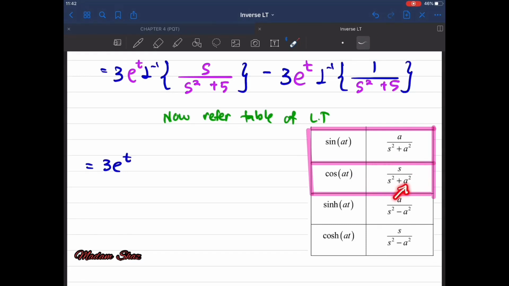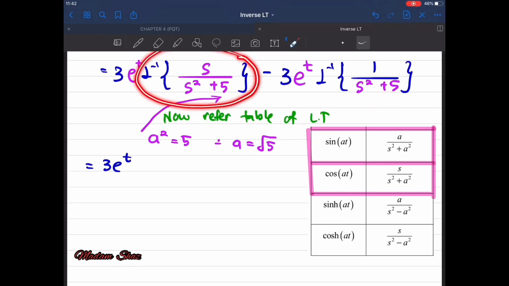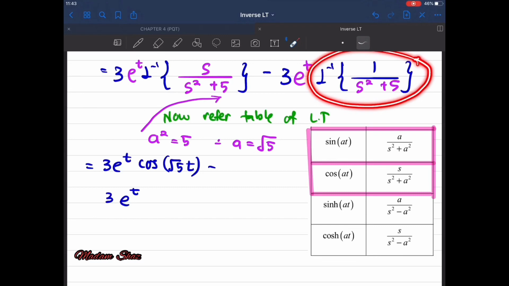So we have to determine what is the value of a here. From here, a square is equal to 5. Therefore, our a is equal to square root of 5. The same thing for here, our a square is equal to 5, so our a is equal to square root of 5. So Laplace inverse s over s square plus 5 will become cos of square root 5t, minus 3 exponent t Laplace inverse 1 over s square plus 5.